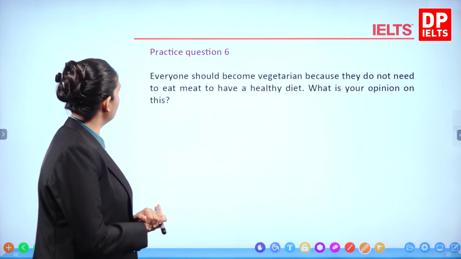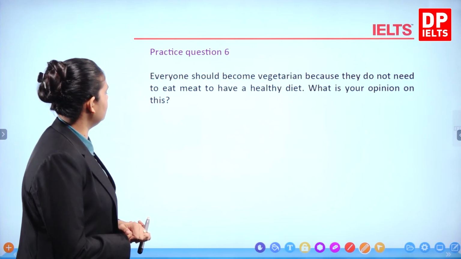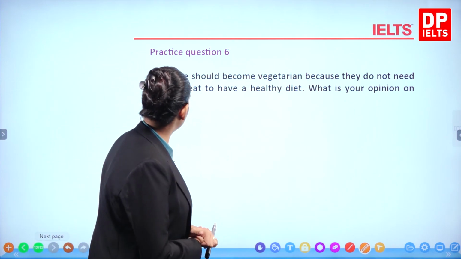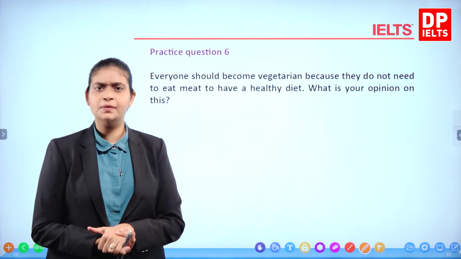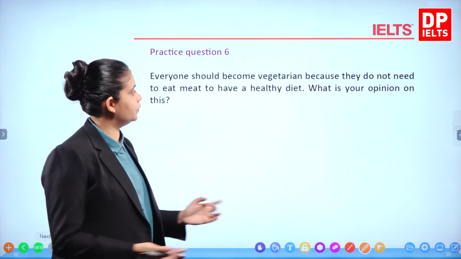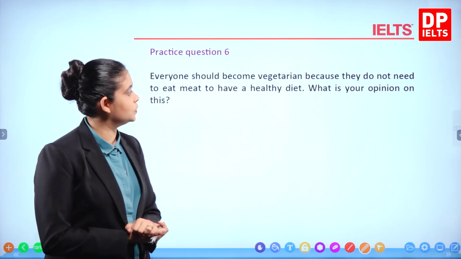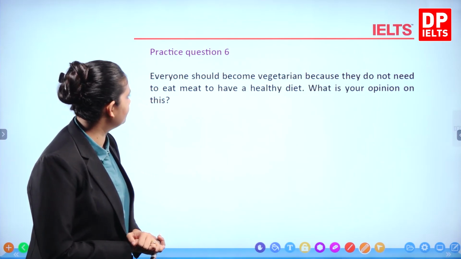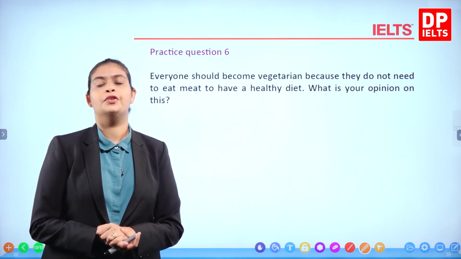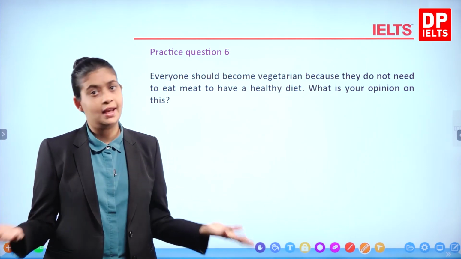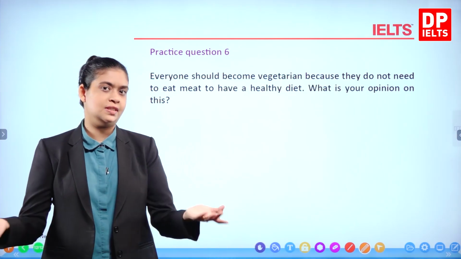And your final homework is: everyone should become vegetarian because they do not need to eat meat to have a healthy diet. What is your opinion on this? Some of you could agree, some of you could disagree, some of you could have a balanced view. So some of you could have either view. I of course would say I disagree. I think you should have certain meat items to get the relevant nutrients. That depends on what you think. I know there are vegetarians and they're quite healthy, so you could disagree with my view.